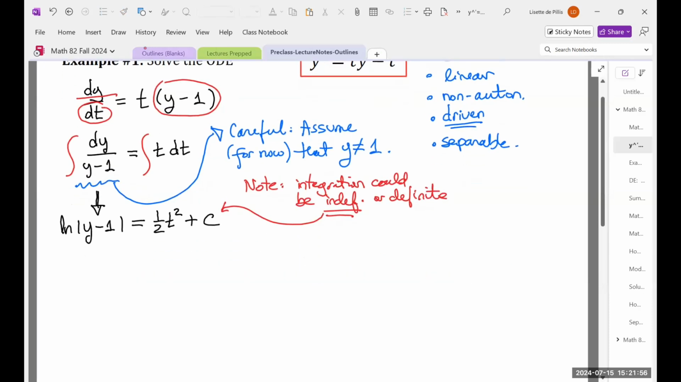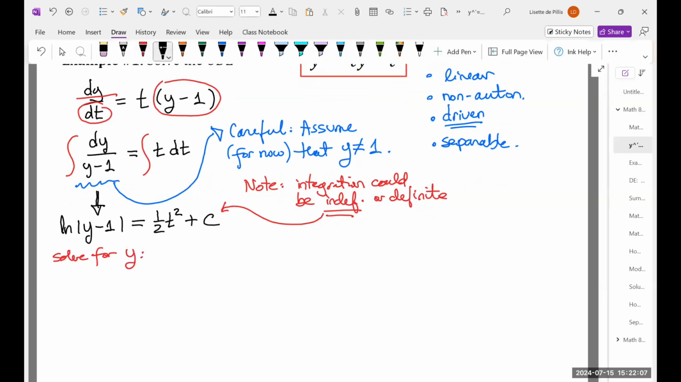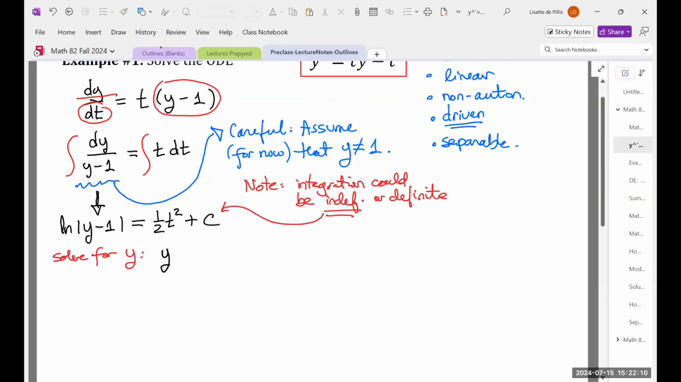So of course, we've got a natural log. Let's exponentiate. So solve for y. And we're going to exponentiate. So let's see. So we've got y minus 1. I can't pop off the absolute values just yet.